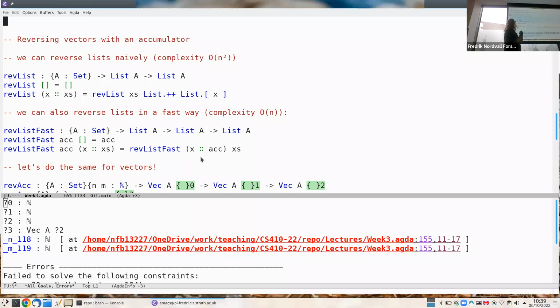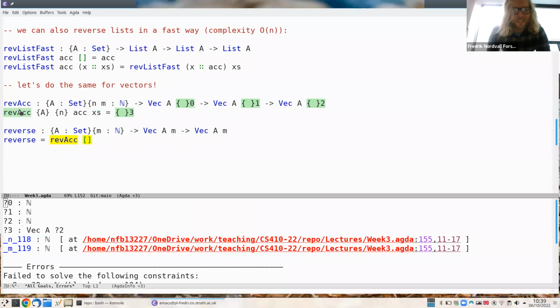But let's see if we can do the same thing for vectors. So you can do this definition for vectors. I'll leave that as an exercise for you if you have an empty Sunday evening. But let's see if we can instead do the accumulator fast version for vectors. You remember, a vector was a list that had its length displayed in its type, right? So here I have to give a length, here I have to give a length, here I have to give a length. So the first thing I have to figure out is how to actually give the type of this reverse with accumulator for vectors.